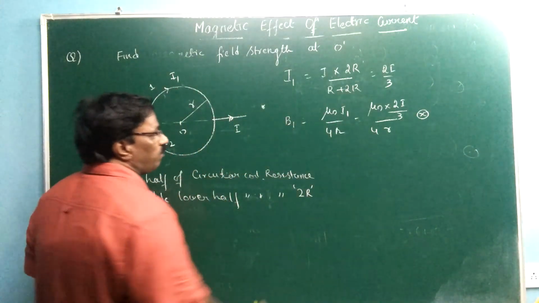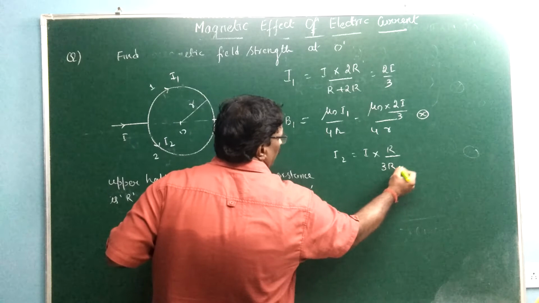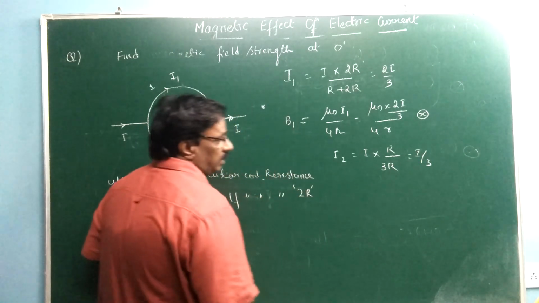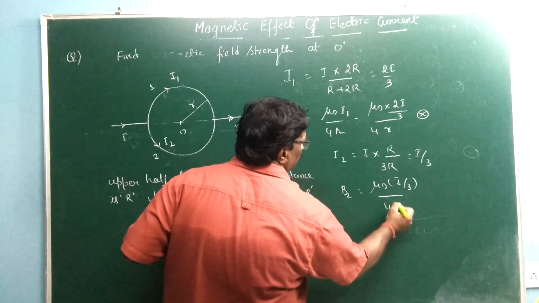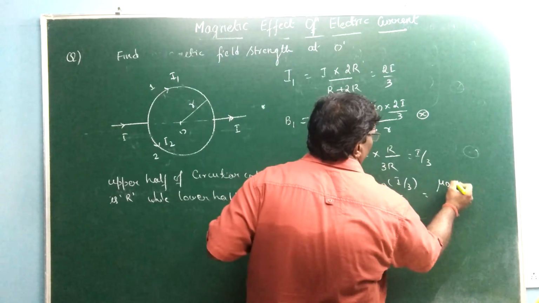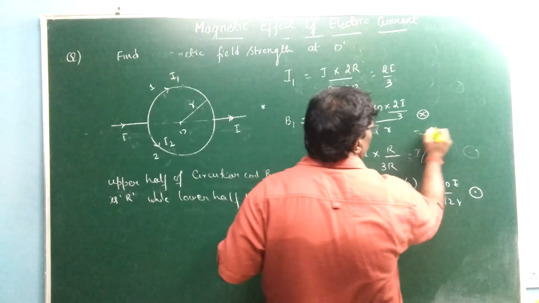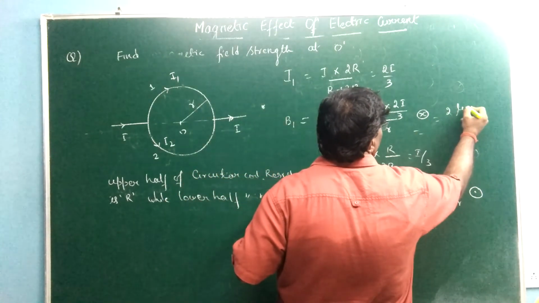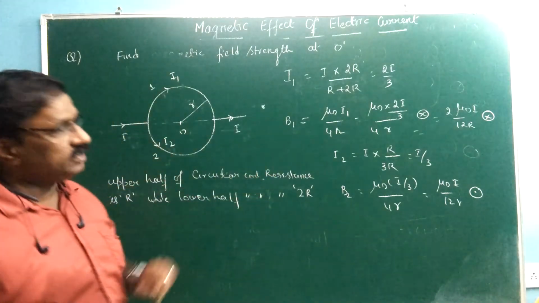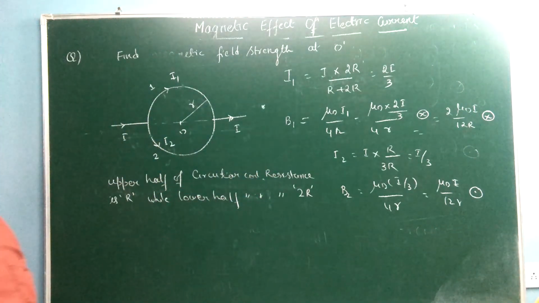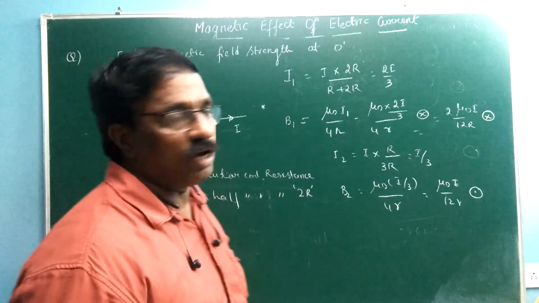Whereas the current in the lower half, I2, equals I into opposite resistance by total resistance, it is I by 3. Therefore B2 becomes mu0 into I by 3 by 4R. It becomes mu0 I by 12R, direction out. Here it is 2 mu0 I by 12R, direction into. If you observe both the fields, now they are not equal, so they won't get cancelled even though they were opposite. So you have to subtract the smaller one from the bigger one and give the answer according to the bigger one.